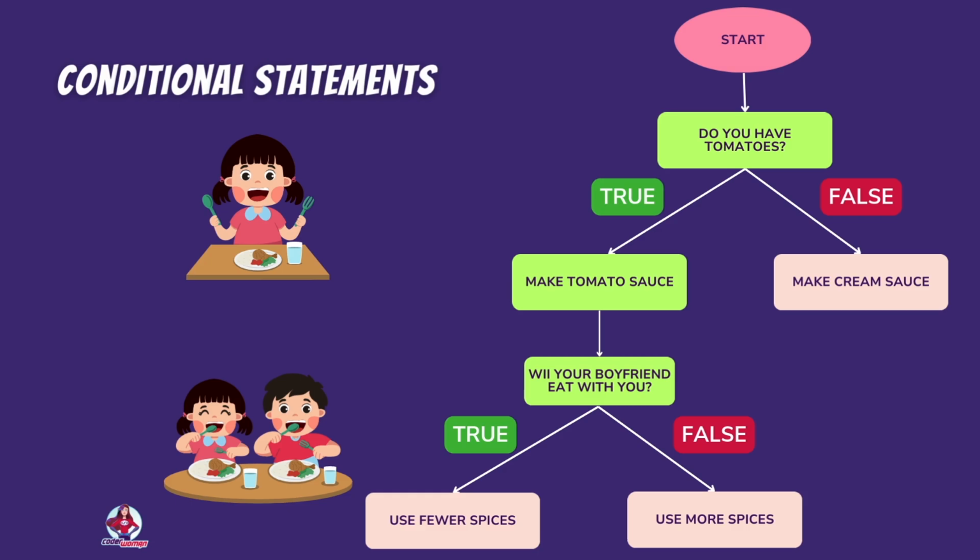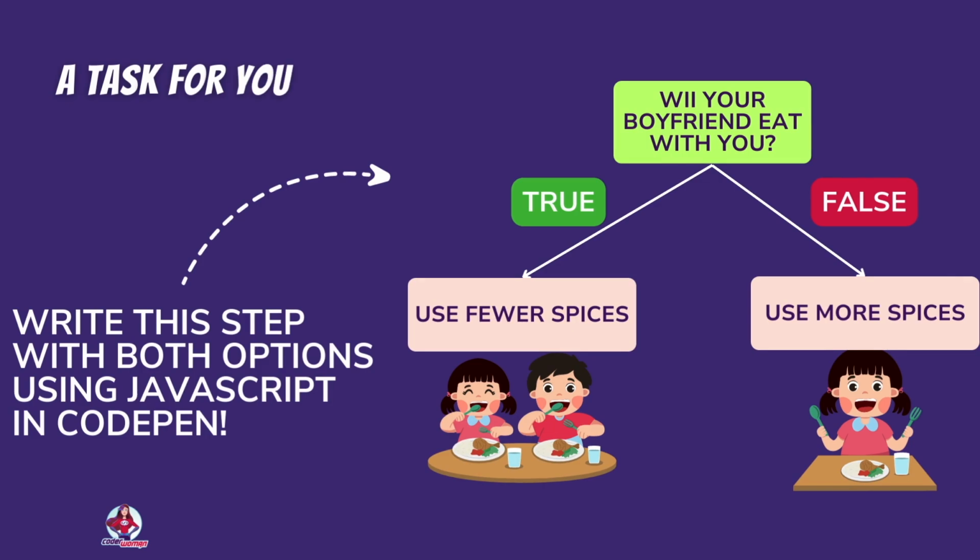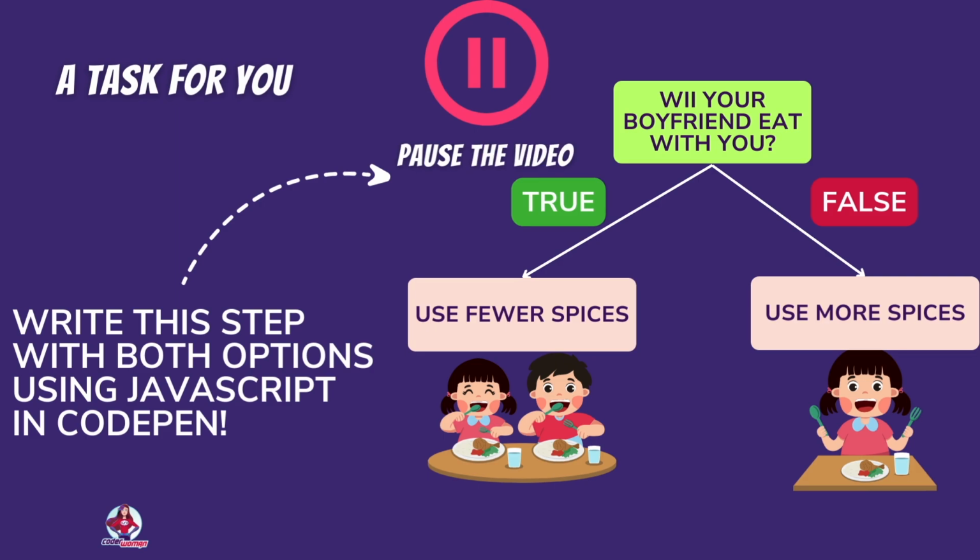So now here's a task for you. You're making spaghetti and you need to decide if your boyfriend is coming over. Based on that, you'll make the dish more or less spicy. Try creating a code in CodePen, just like we did with the tomatoes, but do it on your own this time. Display the right message in an alert for each situation.